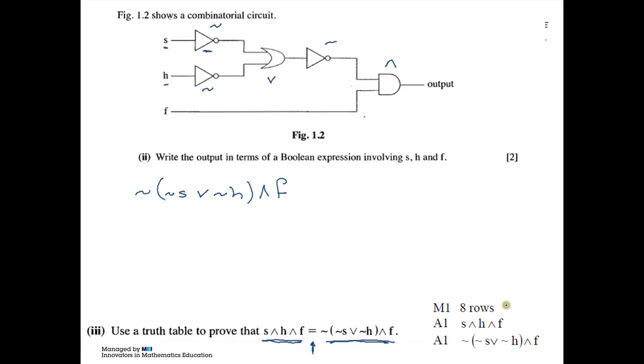And again, this is how it was marked. This was quite stingy marking because there were only 3 marks for it, and again the method mark, the one that enables you to get the other marks, was for the 8 rows, and then 1 for each side because they weren't considered to be very difficult.